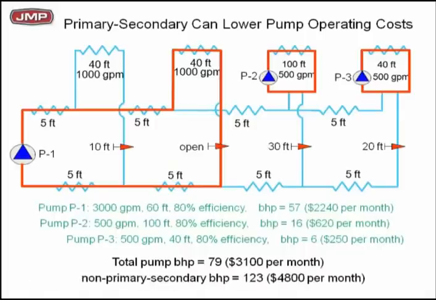So you kind of got the idea. It was 123. I'm sorry, I think I said 139. It was actually 123 before. Brake horsepower is now 79. I've reduced it from $4,800 a month to $3,100 a month. What a great savings by just a simple little application of your basic knowledge of primary, secondary. Now you begin to see why it's so important that you learn this.